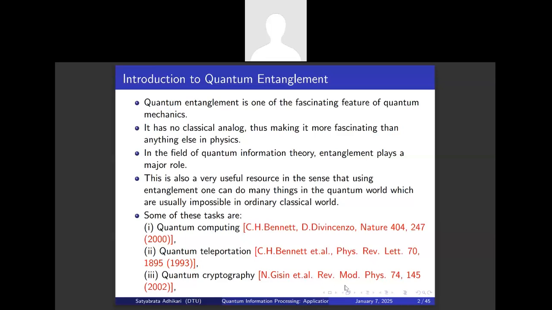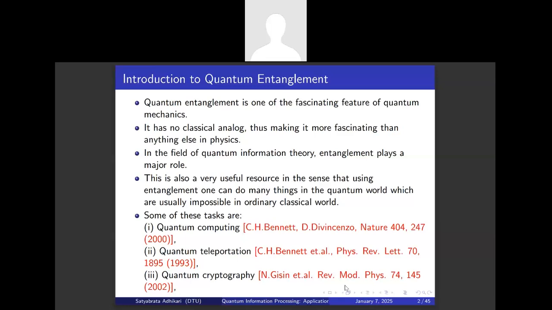Quantum computing. In this task, we can use quantum entanglement. In the last talk, we already saw the role of quantum entanglement in quantum algorithms. Here also we have some work done on Grover's algorithm, and we have shown how entanglement plays a role in it. You can find this paper in the archive. And then after quantum computing, we can use quantum entanglement in teleportation.